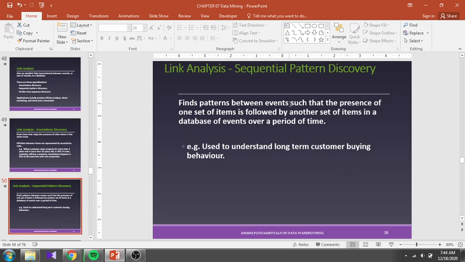Find patterns between events such that the presence of one set of items is followed by another set of items in a database of events over a period of time. An example is used to understand long-term customer buying behavior. So we can predict what our customers are most likely to buy in the future, or something that we can market to them, so we can increase our sales and profits.